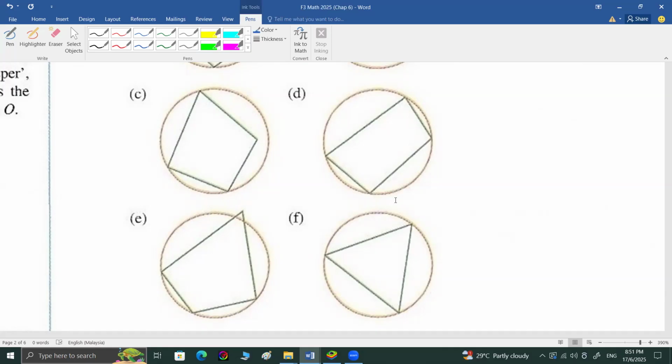Okay, D, yes or no? Yes. Okay, D, just write down yes. E? How can it be yes? It's already out of the circumference. So you say no, because one of the vertices lies outside the circle. Lies outside the circle.